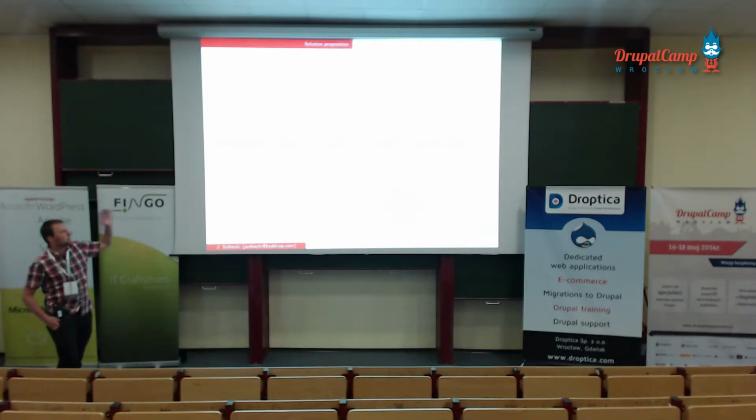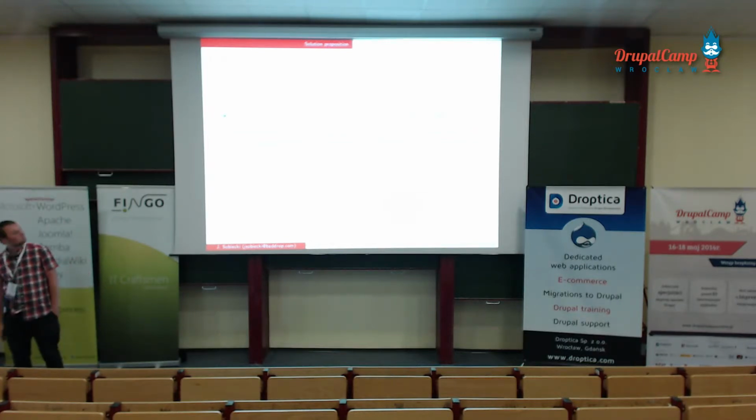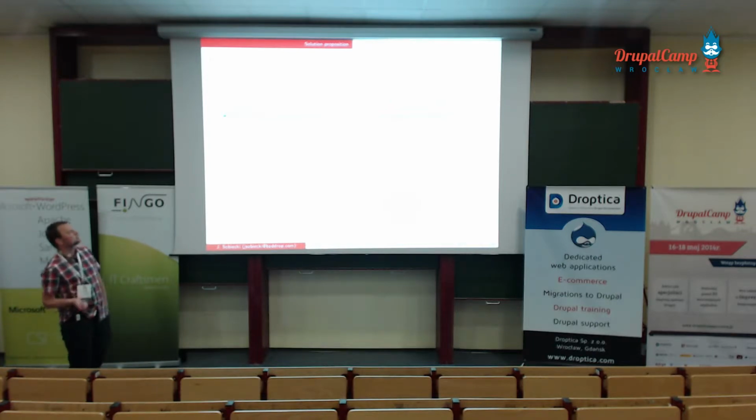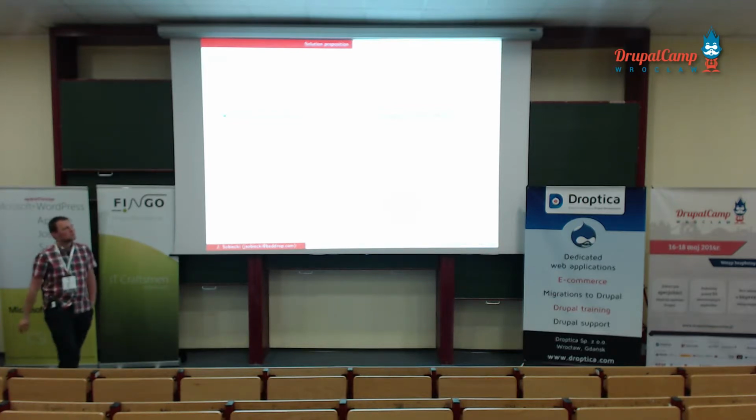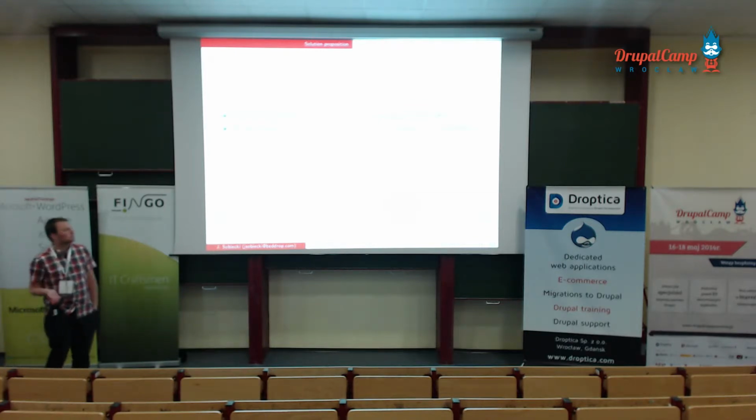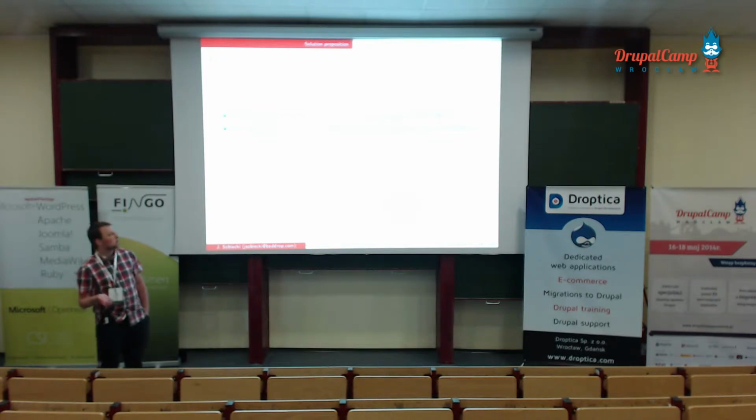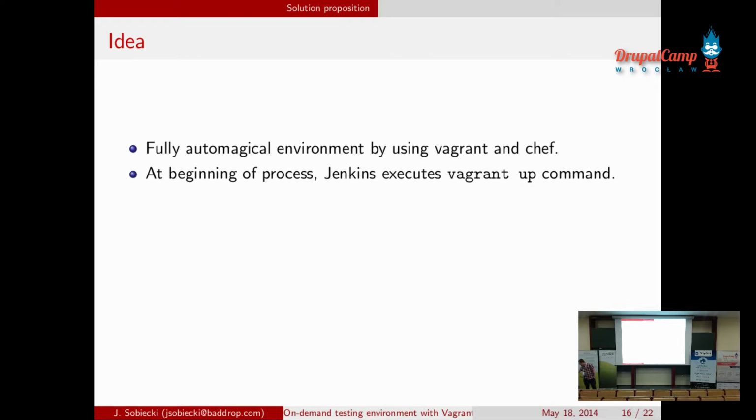So instead of paying for a whole month, why don't we pay for 2 hours of testing? And it's possible. So the idea is we need a fully automagical environment by using Vagrant and Chef or another tool. It's only one possibility, but there are plenty of alternatives. When we start our testing job, Jenkins simply executes Vagrant up, and it creates our testing environment, and it's ready and waits in the cloud.